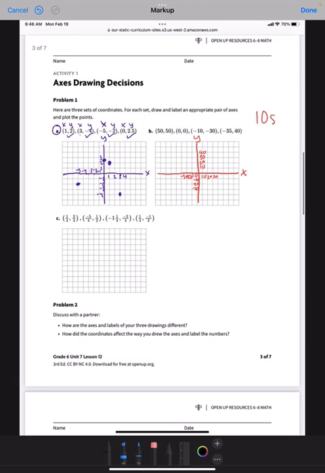I see 50, 50. So X's are here, Y. So X is 50 and Y is 50. So I'm going to go over to 50 on X, which is about 10, 20, 30, 40, 50. It's about here. And then I need to go up 50 because it's positive. So 10, 20, 30, 40, 50. So this is where my point would actually be. So I'm going to erase the other one and redo that.